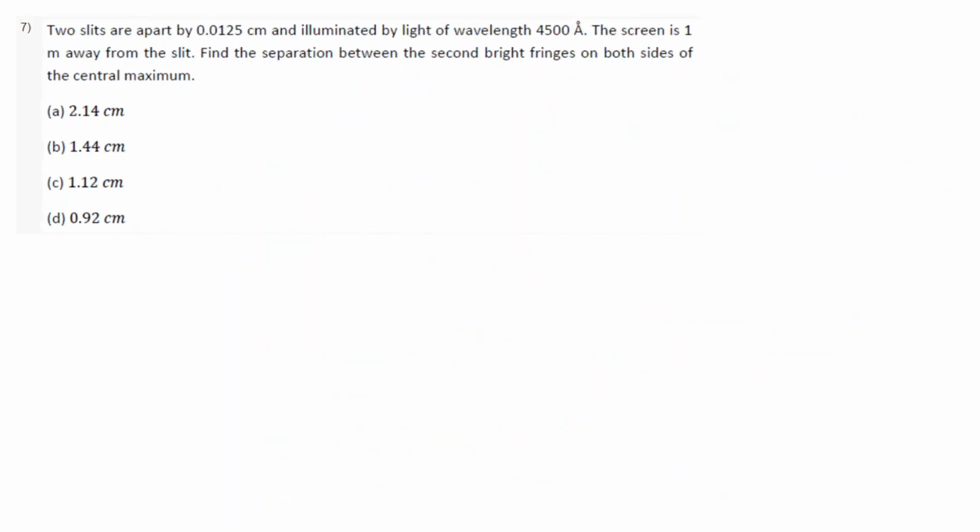Okay, seventh question is, we have two slits apart by 0.0125 centimeter. That means the distance between these two slits is 0.0125 centimeters, and they are illuminated by light of wavelength 4500 angstroms. The screen is 1 meter away from the slits. Find the separation between the second bright fringe on both sides of the central maxima.